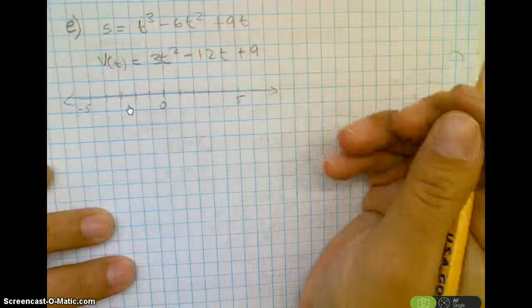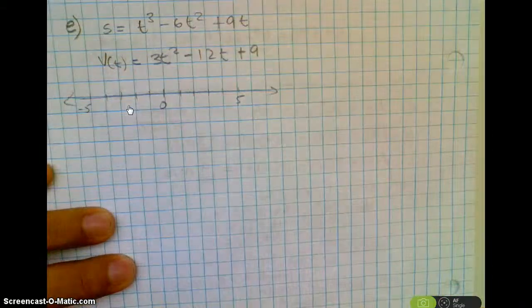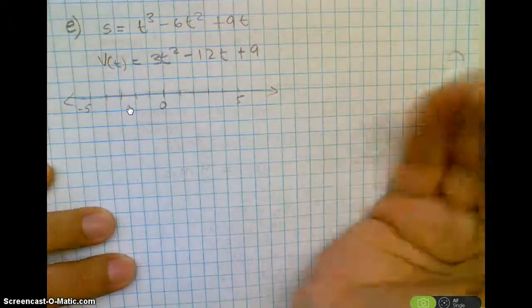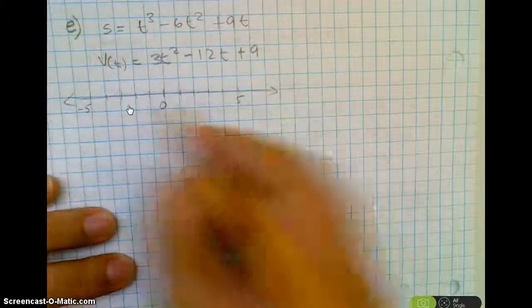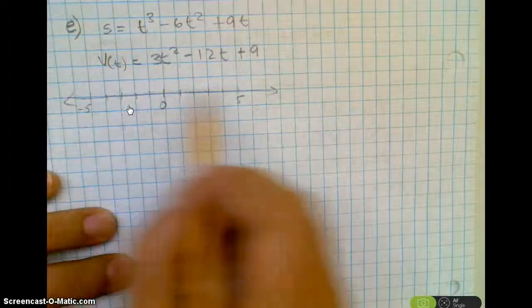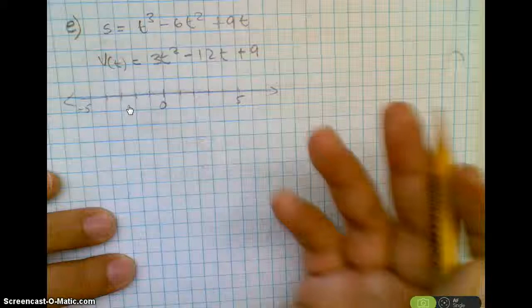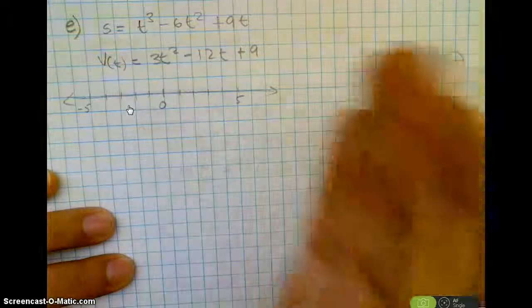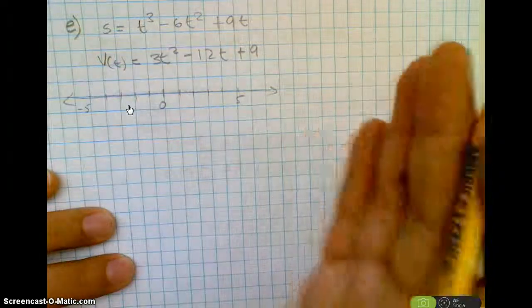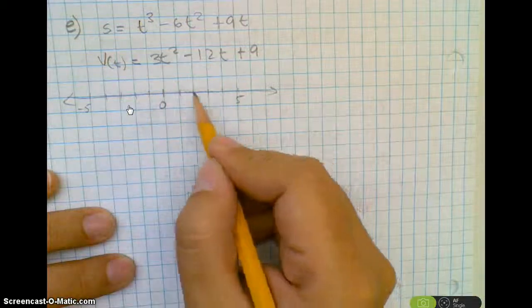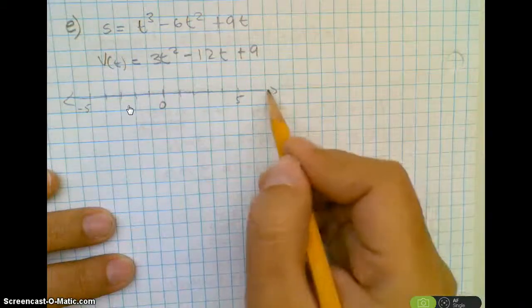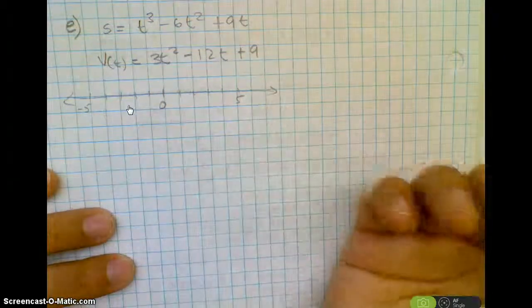Now for part E, we have to draw a diagram showing the motion of the particle. Remember that the particle moves along the x-axis, so the position could be on the positive side or on the negative side. And also at the beginning of time, we cannot assume that the particle is at 0. The particle may start at 2 or at 5 or at 112, any random number.